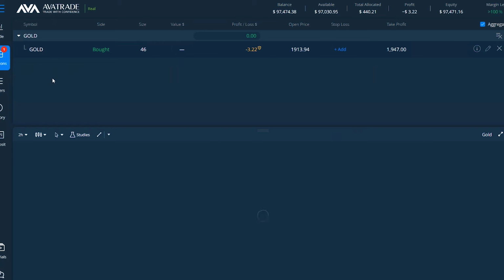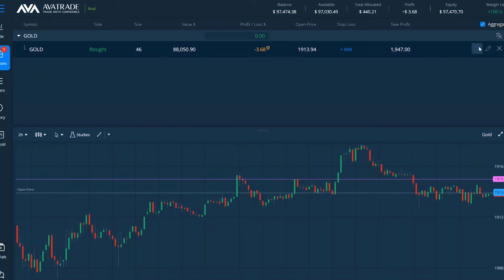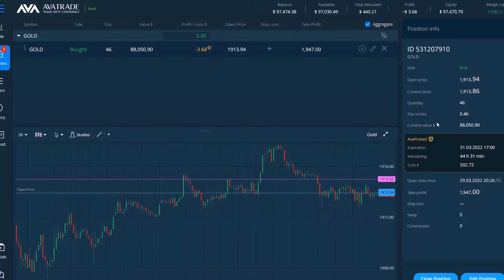And if you're wondering, is my protection about to end? All you have to do is come here and look, and it shows you on the open trade how much time is left. 44 hours and 31 minutes of protection left. And as it gets close to the end of the protection, if you want to modify the trade, hit edit position, you can add a stop loss. You can add a stop loss at any time.